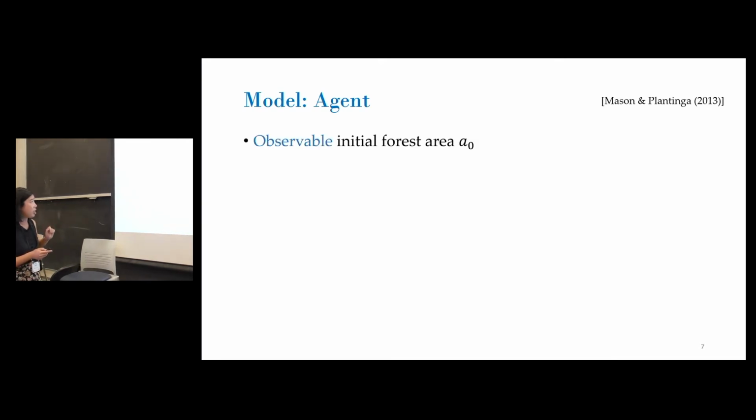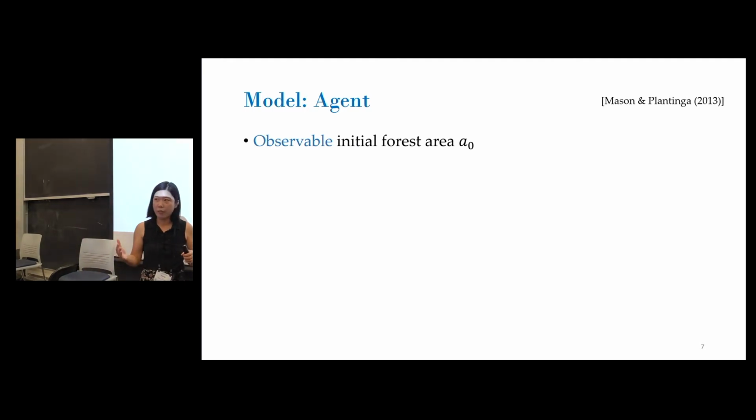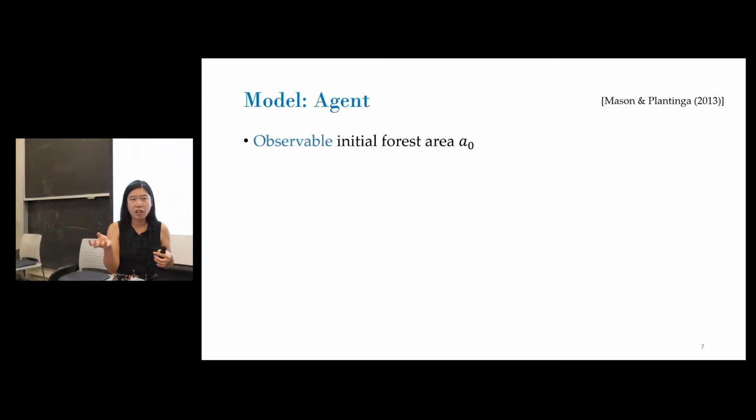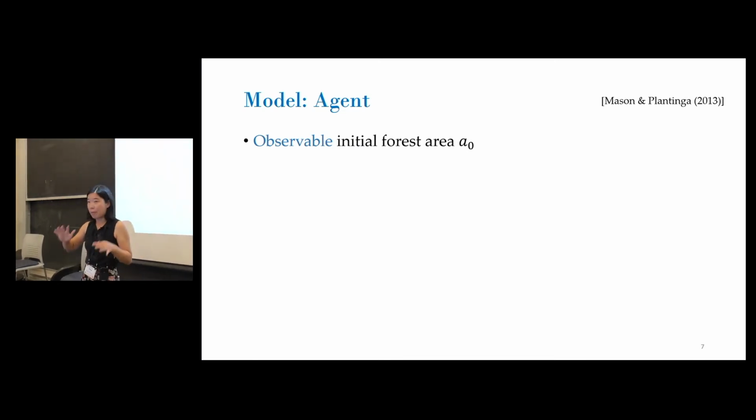First, we have an agent, and the agent owns some amount of forest area. And this amount of forest area is going to be observable. And you can think that, in the past 5-ish years, satellite imaging technology has really gotten so good that just using that, the principal, like the local government, can use that to monitor the amount of forest area that is owned and not deforested by the agent.